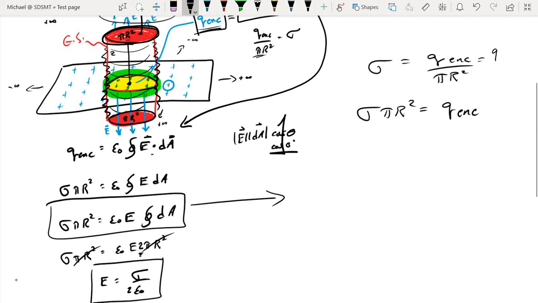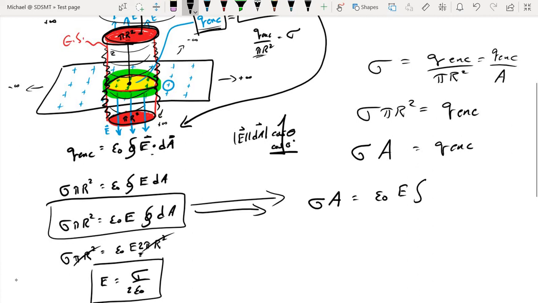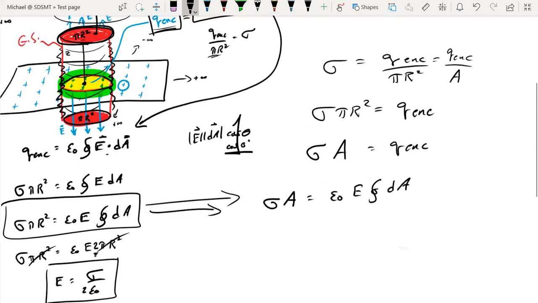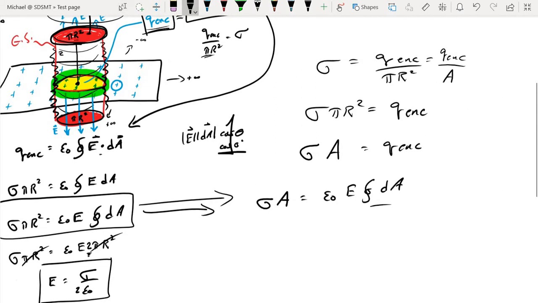Well, I'm going to simplify that a little bit further. I'm just going to call that A for area. And so the enclosed charge becomes sigma times the enclosed area. So our equation down here now looks like sigma times A over epsilon, equals E times A. This area came from the fact that we had to integrate about the surface of our container.